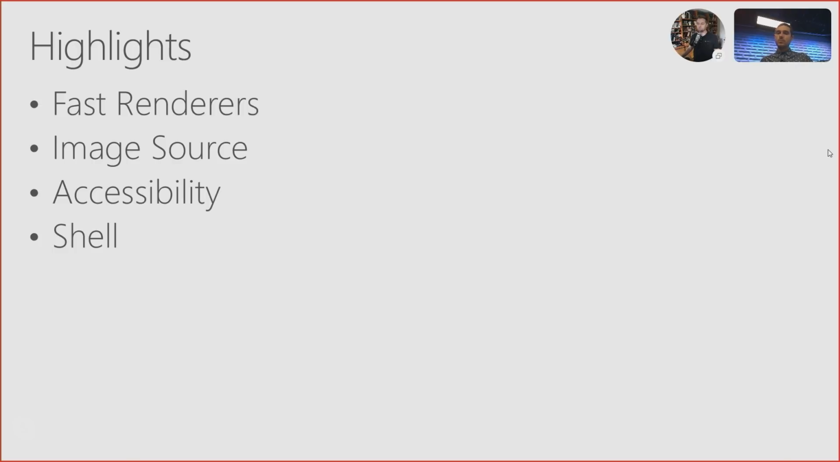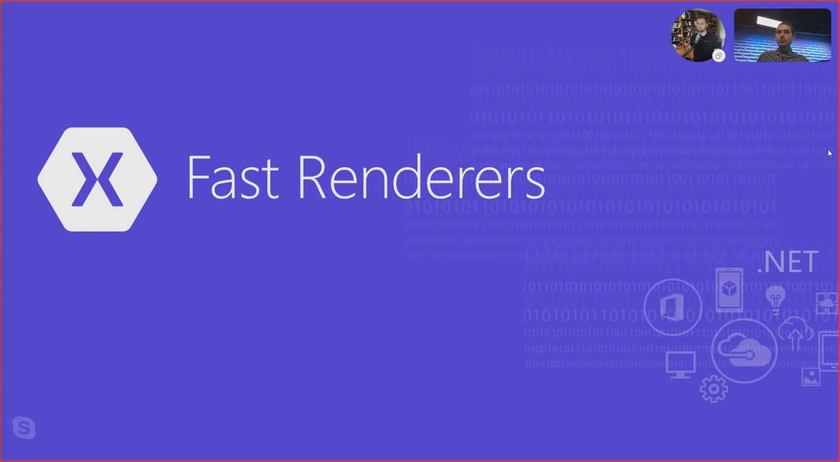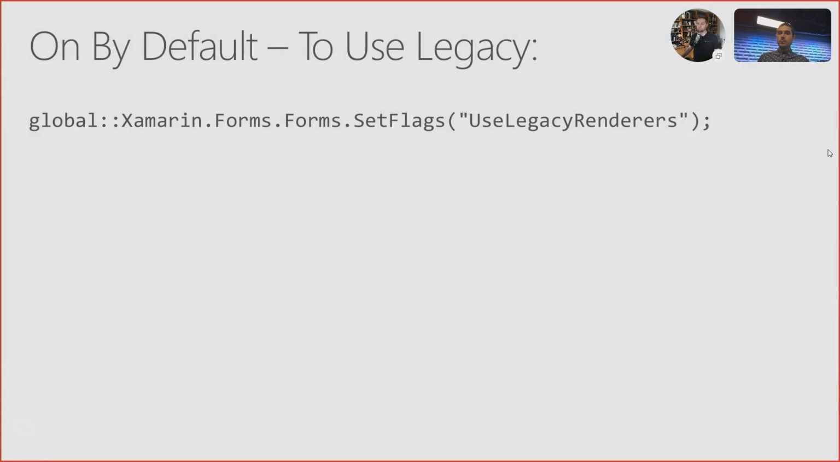And then accessibility, we're always pushing forward on accessibility. And so we have a nice bit of improvement there, primarily in 4.0, it is the tab index. And then shell, which is the big thing, and really the thing that warrants calling it a 4.0, because conceptually it brings some really nice new things. So fast renderers is the easiest one to explain. As I just mentioned, we remove that wrapping view. And so by default now, if you want to go back to using the legacy renderers, you can use this flag.